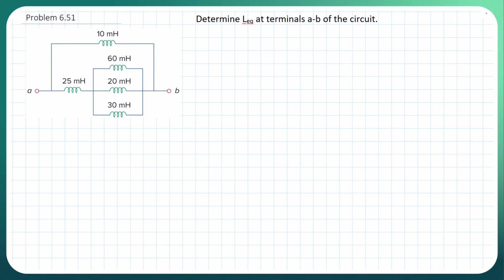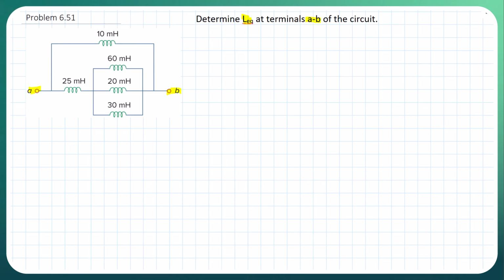Okay, let's look at this problem here. We have a circuit with a bunch of inductors on it, and we're told to find the equivalent inductance at terminals AB of the circuit. So we want to figure out what the equivalent across these terminals is.